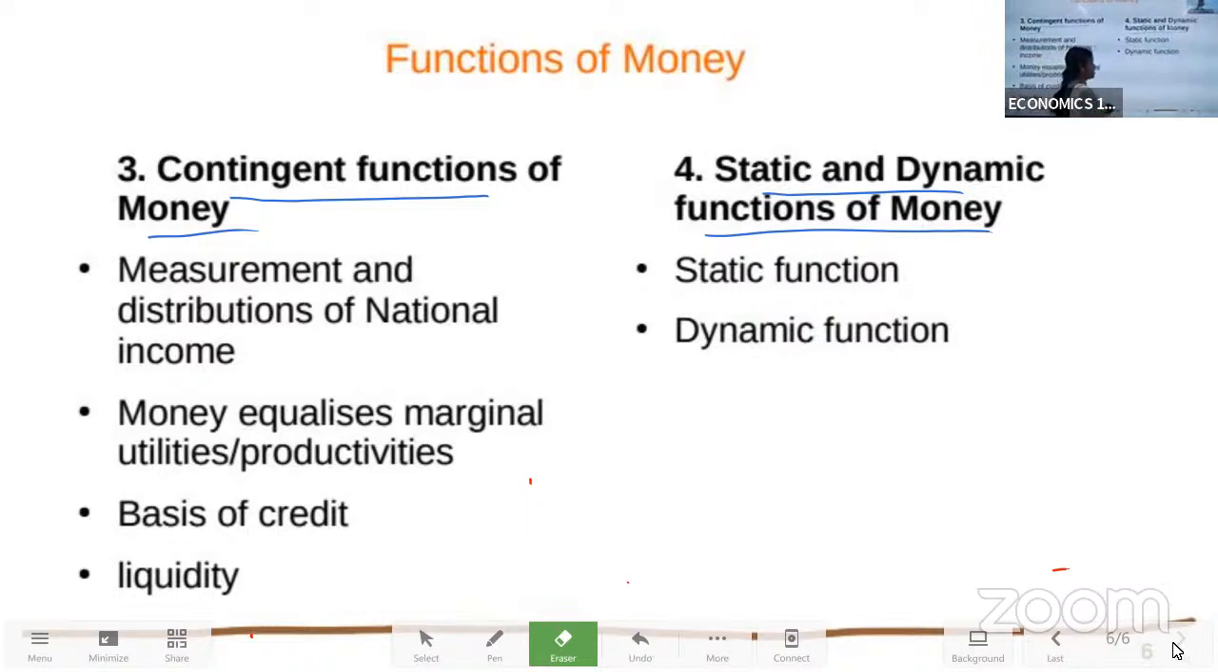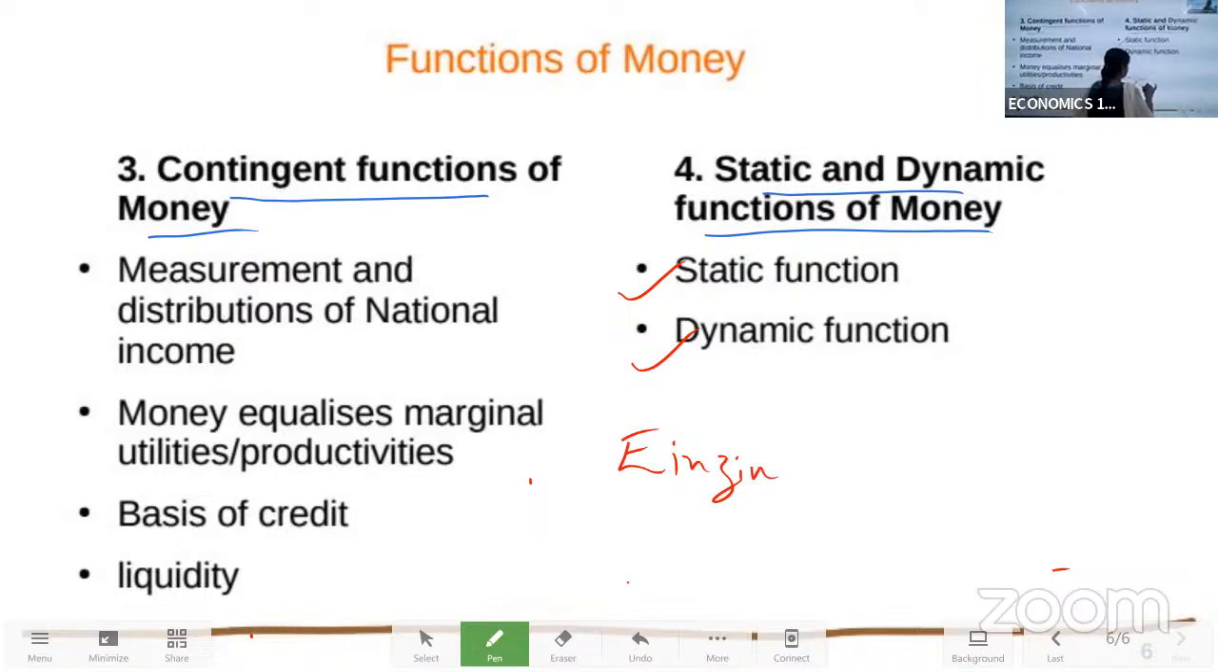Let's move on to another classification, the static and dynamic functions of money. Again, it is of two types: the static function and the dynamic function. Paul Engine explained the static functions of money. What is said to be a static function of money? The store of value, the measure of value, and deferred payment. What we discussed under the primary and secondary functions are considered by Engine as the static functions of money.